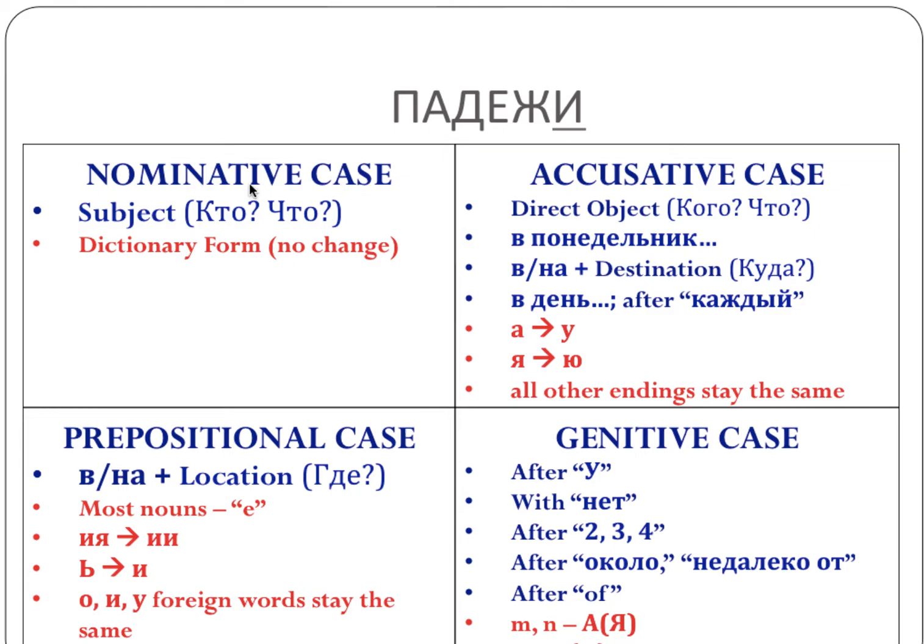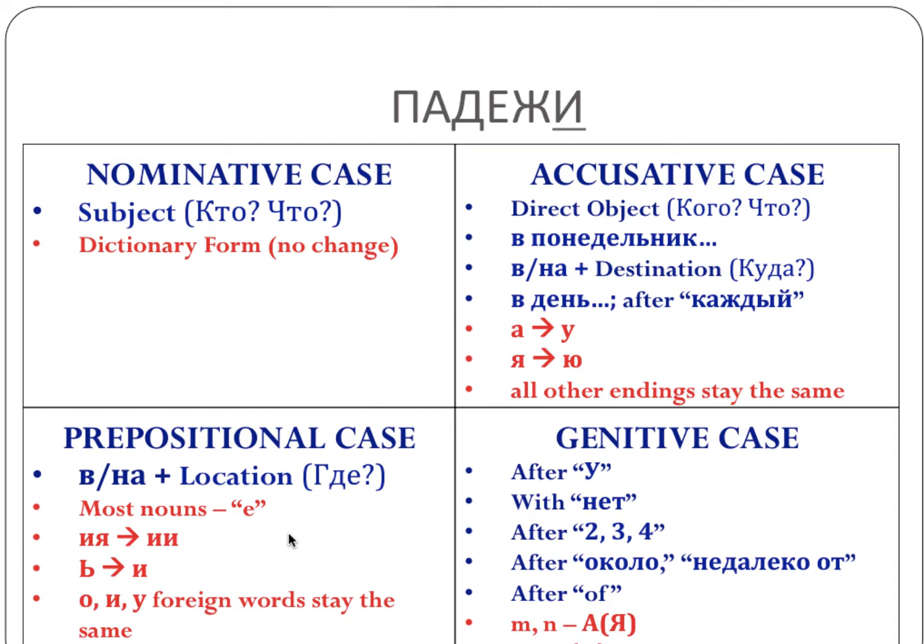Nominative case, names, nominative, nombre, names, people and things, usually used in the subject position of the sentence, which can or cannot be at the beginning of the sentence in Russian. Answers the questions who or what, кто, что, and then what happens to those words? Nothing. We take them straight out of the dictionary. We don't change anything. We don't add any endings. Dictionary form. That's the nominative case. Very simple. You looked up a word in the dictionary, you already have nominative case.